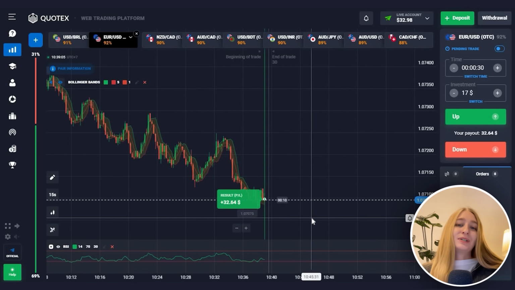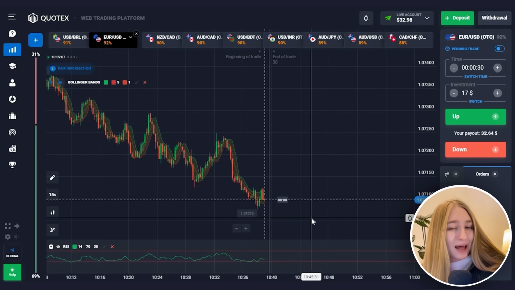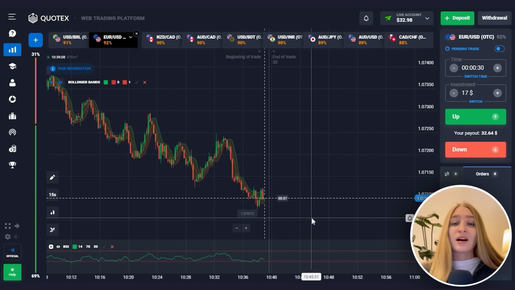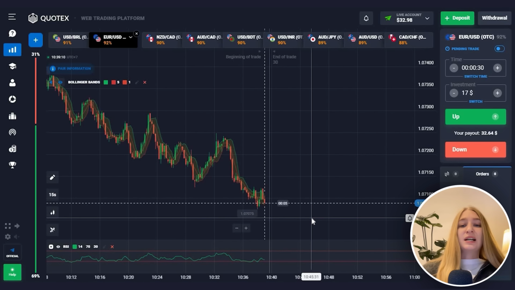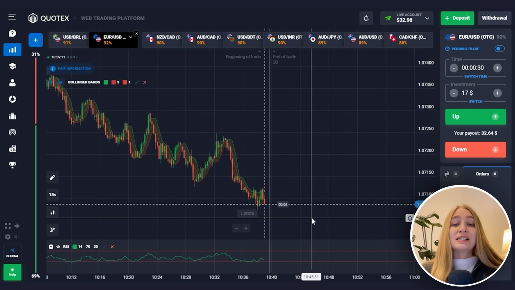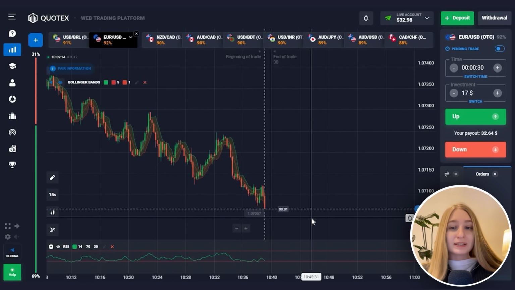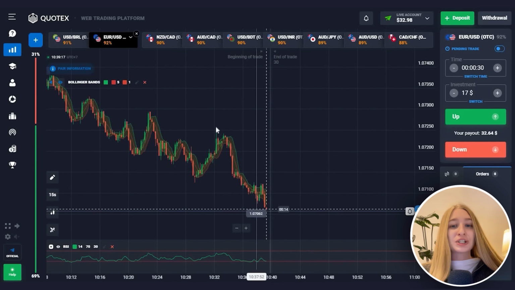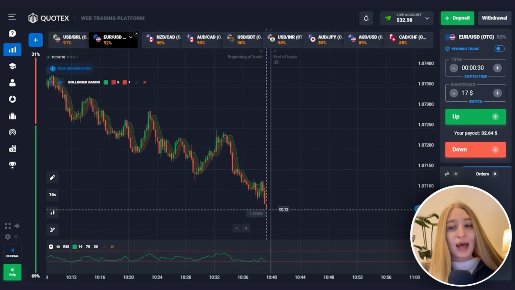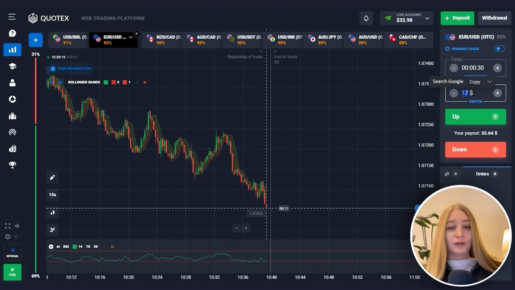There's already $32 on the balance. I think it's a pretty good start. Oh, I'm sorry guys, but I forgot to mention the indicators I'm using today. They are the Bollinger Bands and the RSI, a very good combo of indicators which helps me a lot in trading.